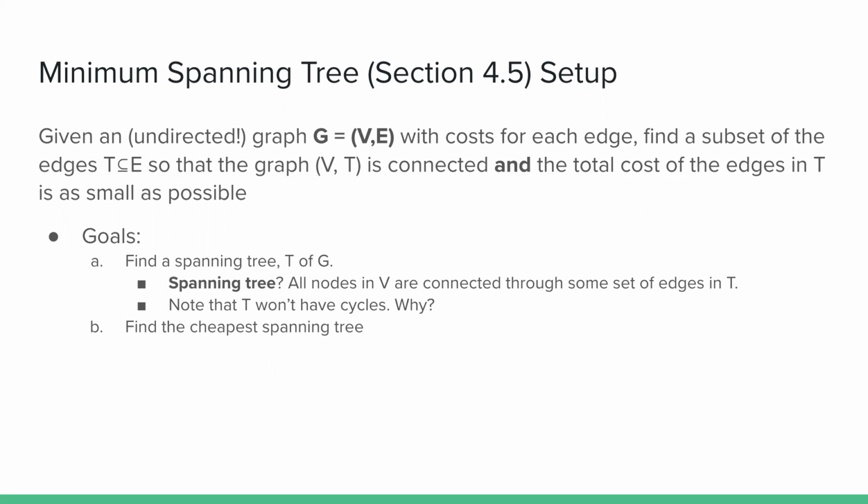Remove an edge from a cycle, it's still connected, right? You can still get there. So assuming positive weights on all of our edges, even if you remove an edge from a cycle, you can still get to all of the nodes, so it does not minimize your weight to add a cycle.